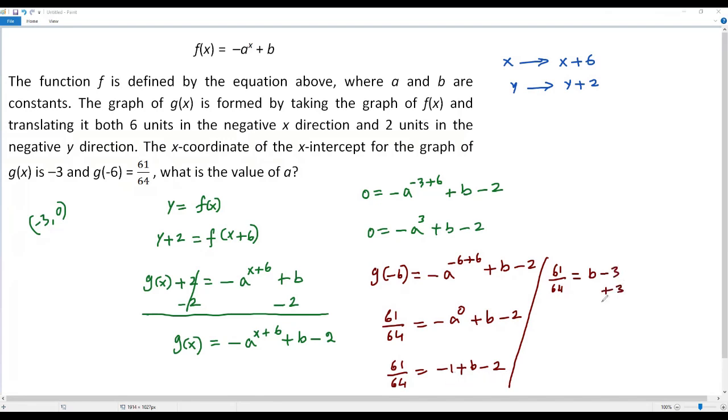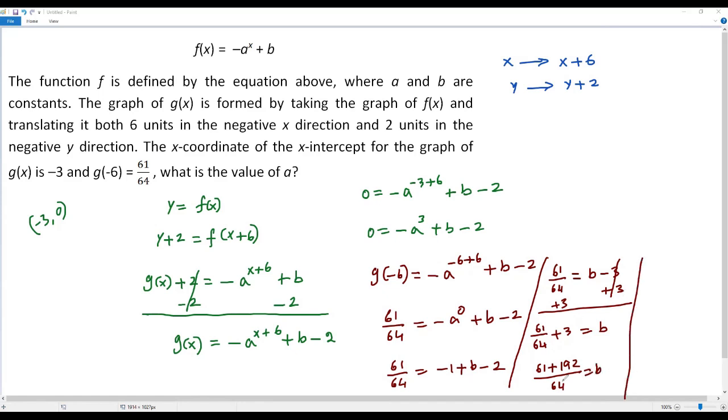Okay, now let me add 3 to both sides of this equation. Negative 3 plus 3 will cancel out. I am getting 61 over 64 plus 3 equals b. Here we add a fraction and an integer. When I add a fraction and an integer, I have to multiply this integer by this denominator. Then we can take this 64 as a common denominator. Let me do it. 61 plus 64 times 3, which is 192, and now we can take this 64 as a common denominator, equals b.